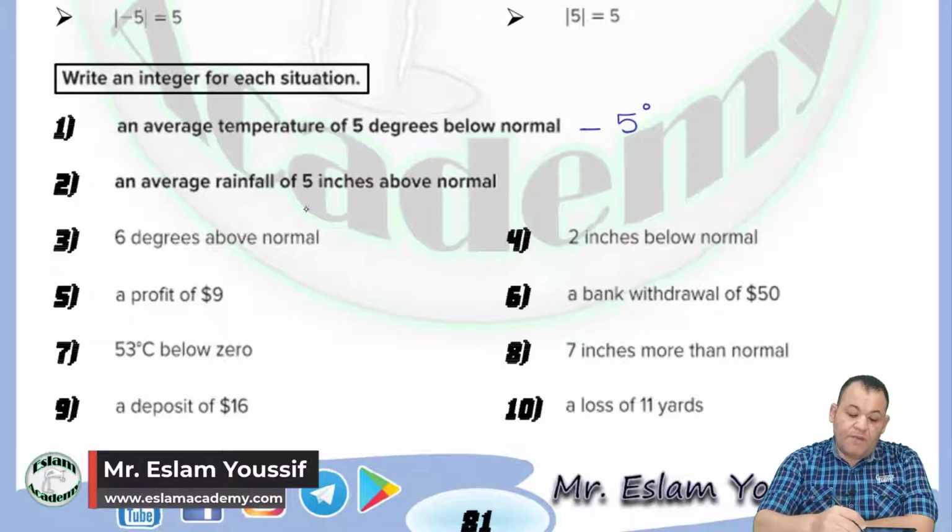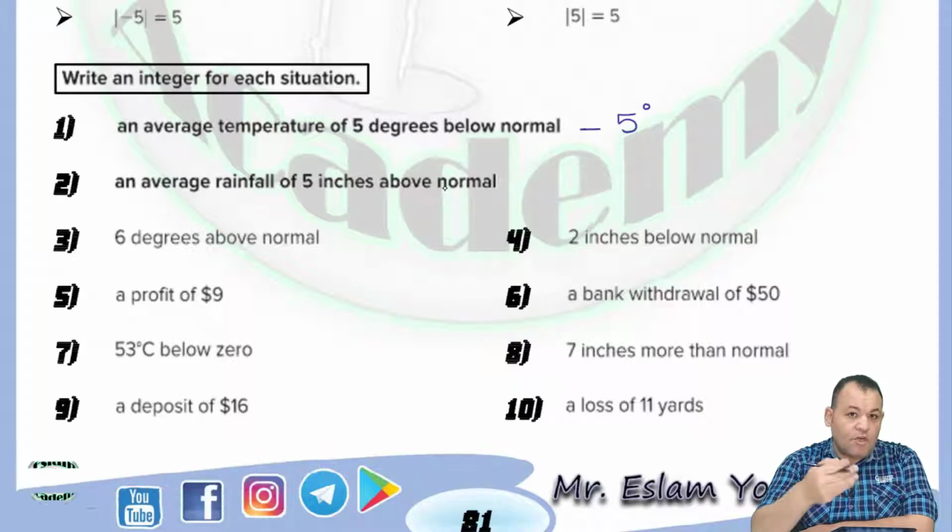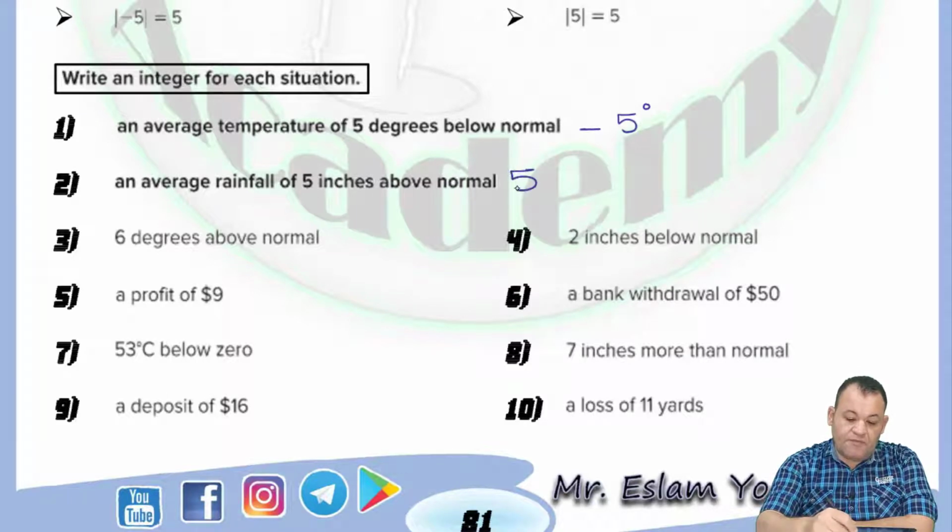And we have here 5 inches above the normal. Anything above the normal or more than the normal means a positive value. So for anything positive, we just write 5. For a negative, we need to write the sign before the number, but for any positive number, we will not write any sign.